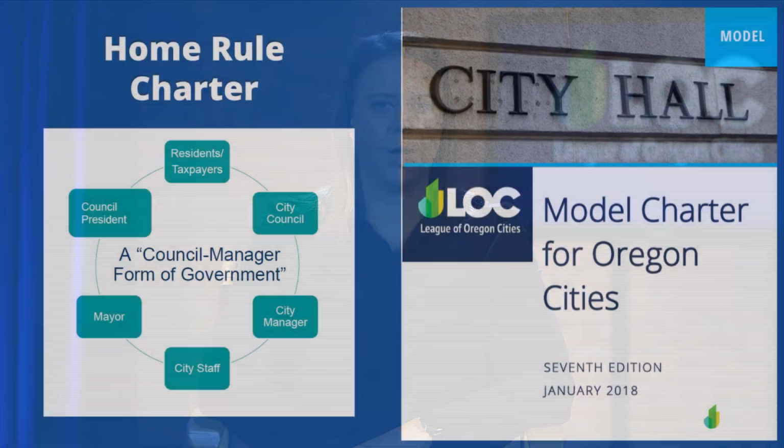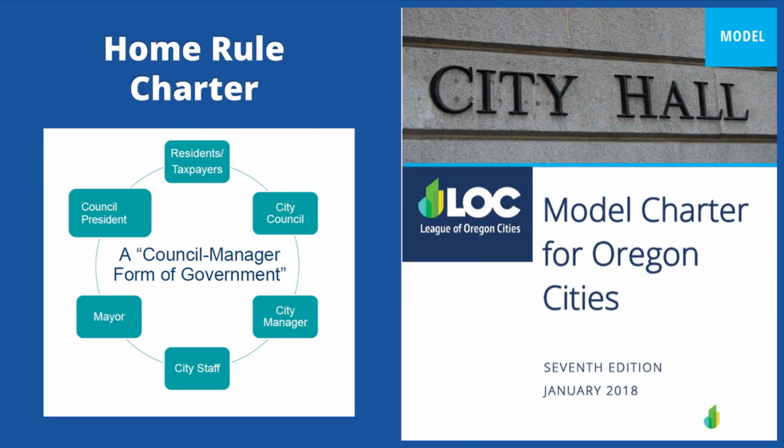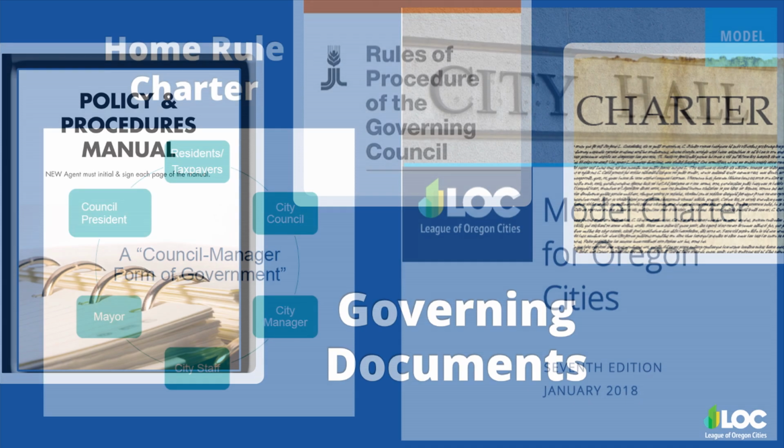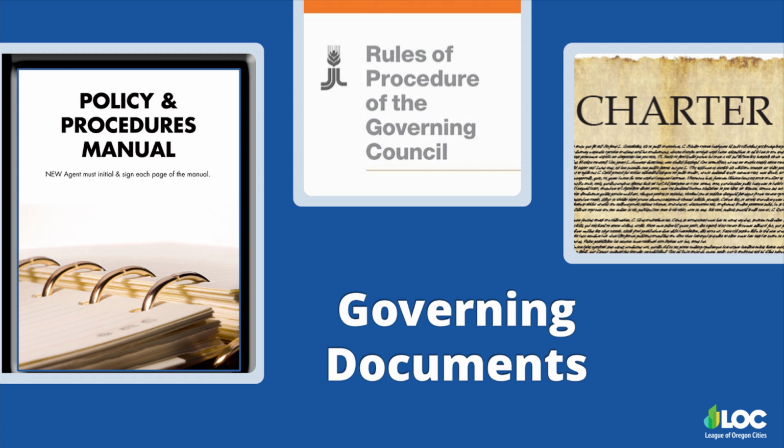Where you find what form of government your city is going to be in is your charter. The charter is your city's constitution. Each of the 241 cities in Oregon have home rule charter authority, so their charter dictates what form of government they have, as it's their city's constitution. The governing documents that help determine what your role and responsibility is going to be found in your charter, your rules of procedure, resolutions and ordinances, and potentially even employee policies.